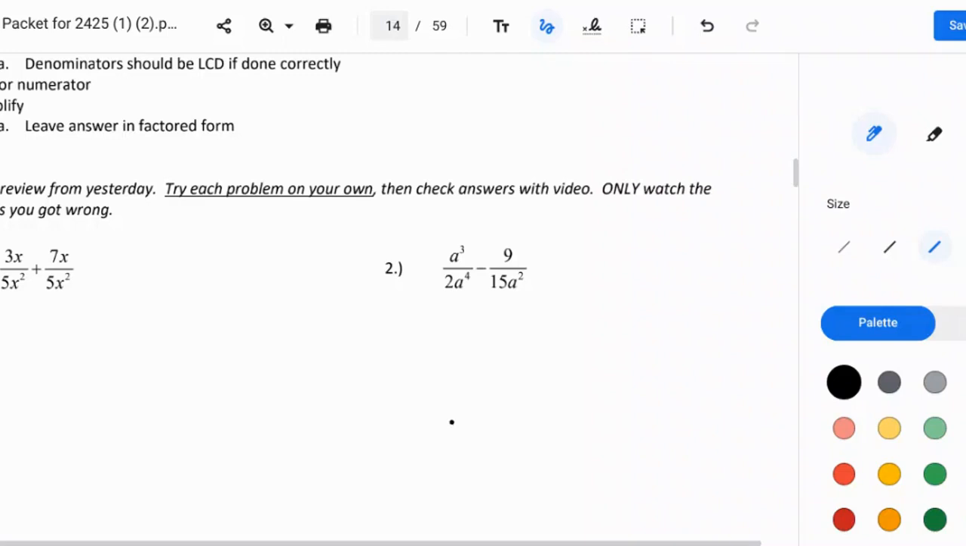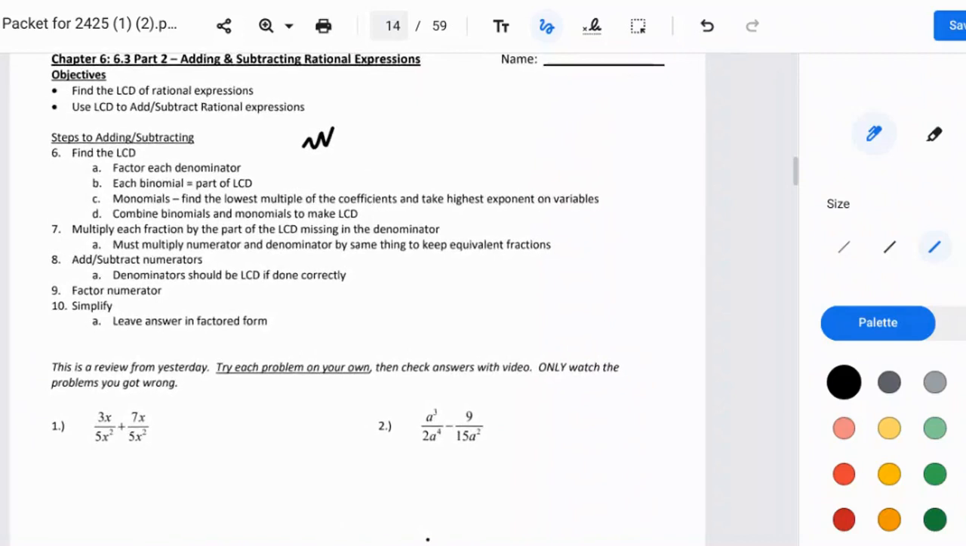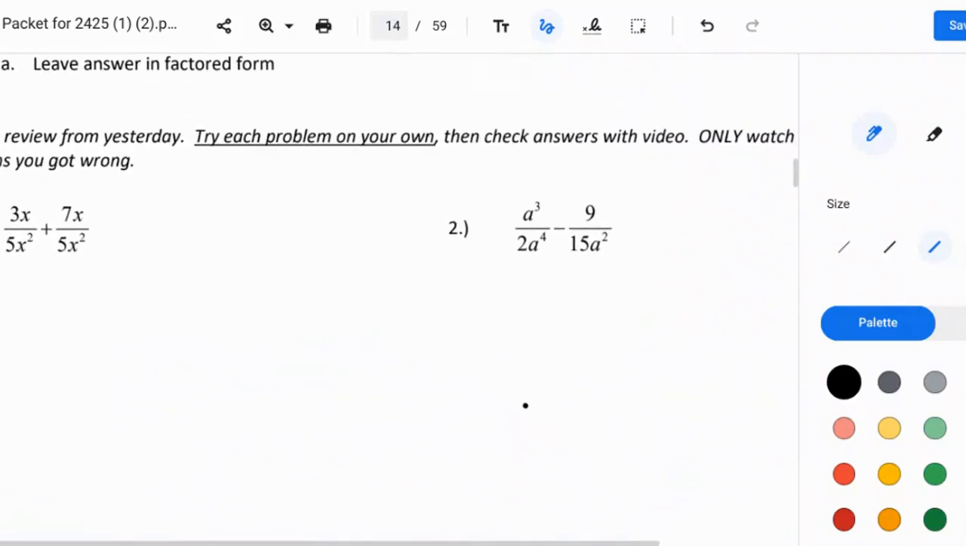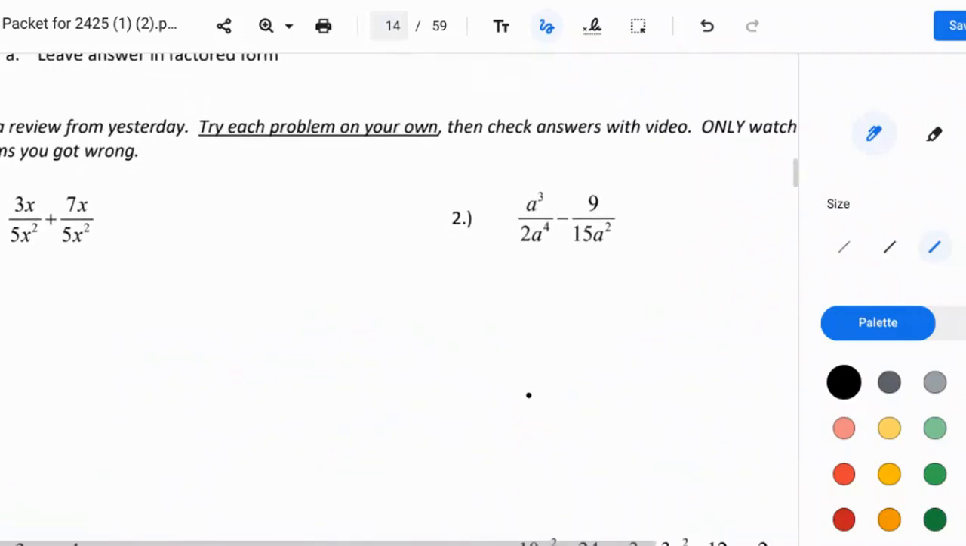3, part 2 today. So this is going to be a review of what was done yesterday. So if you watched yesterday's video, we're in class. This shouldn't be a lot of new things. We're adding and subtracting fractions. In order to add and subtract fractions, you have to have the same denominator.